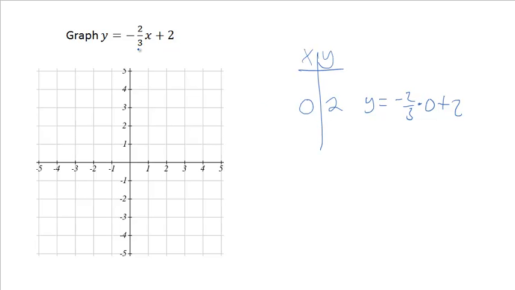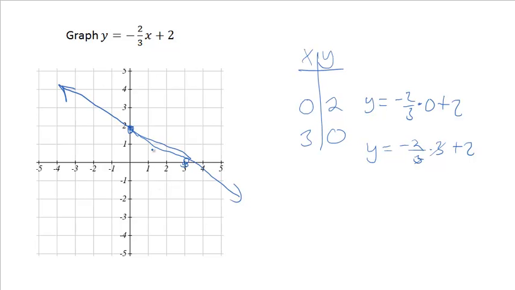And then I could pick some other value for x, and I'm going to pick 3 because it looks like a nice value. So y would be negative 2/3 times 3 plus 2. The 3s cancel, and I end up with negative 2 plus 2, which is 0. So I got the points (0, 2) and (3, 0). And so, oops, that's a pretty bad looking line there, but oh well. Anyway, we get a line that looks, well, something like that.